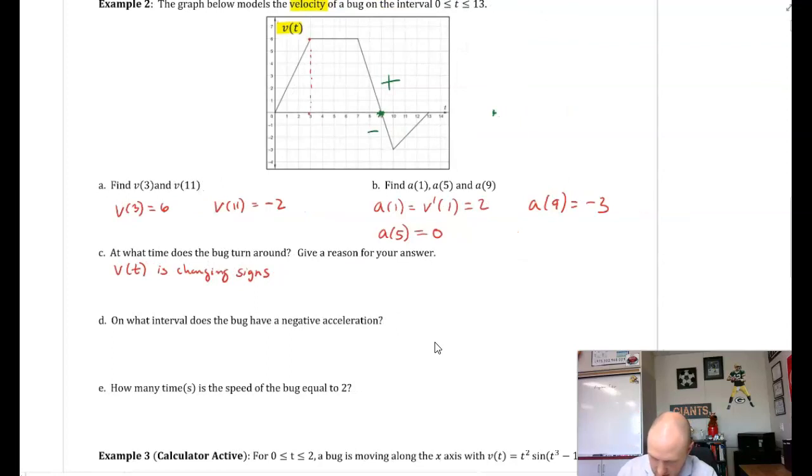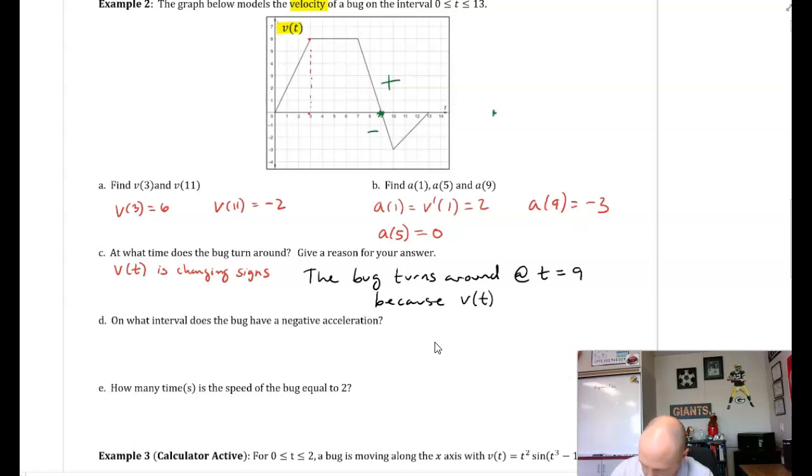So we can say the bug turns around at t equals 9 because v of t, or velocity, changes from positive to negative.